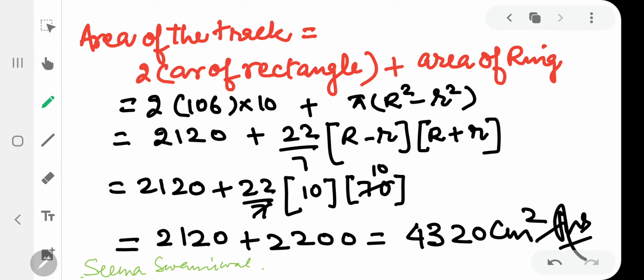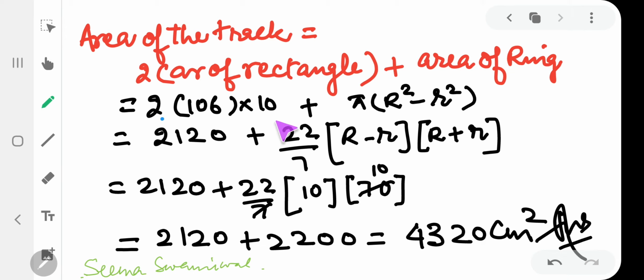So let's find out the area of the track. To get the area of the track, children, we have to add the area of the two rectangles plus the area of the ring. The area of the rectangle is length into width. Length is 106, width is 10, and there are two rectangles, so we multiply by 2. And the area of the ring is pi (R square minus r square). I can open it by using the identity a square minus b square, so in one bracket I write R minus r, in the other I write R plus r. Now let us fill in the values.